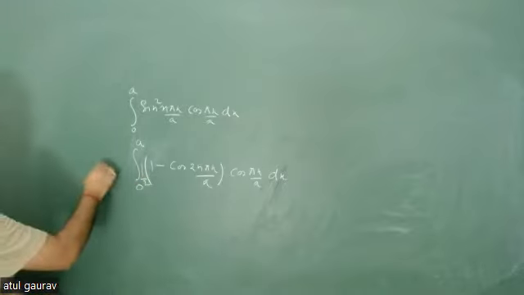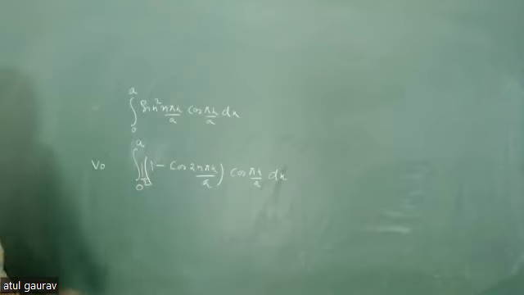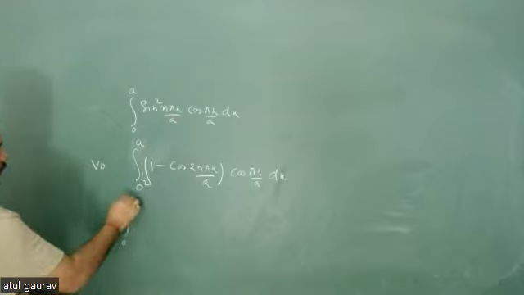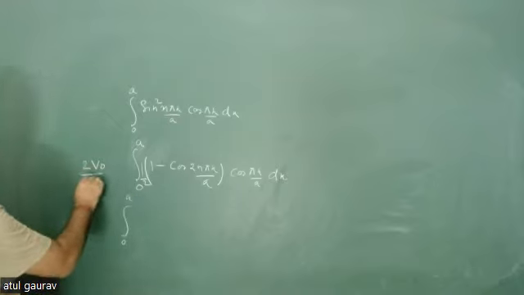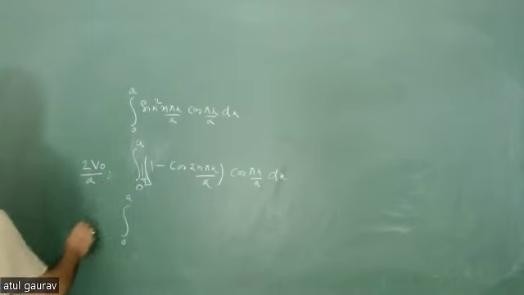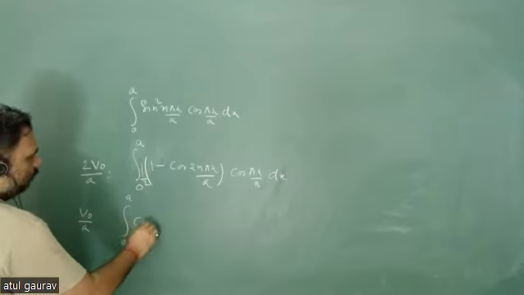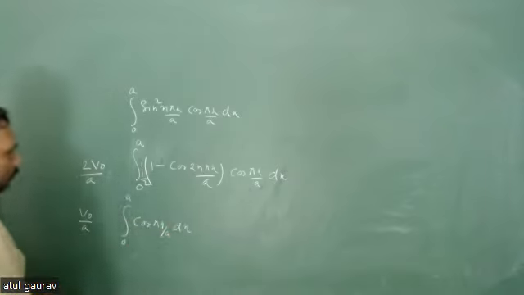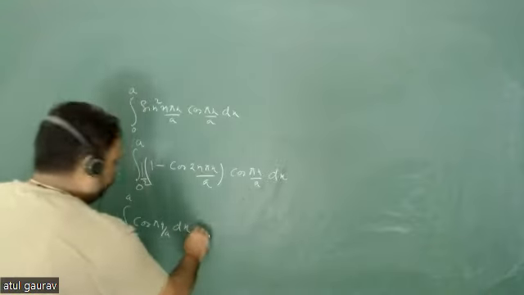And what comes outside here? V naught. Now we have two integrals. One is 2V naught by a, and the 1 half is also there, so we have V naught by a. One integration is what? Cos(πx/a) dx. Very good. It's a very nice problem, isn't it?